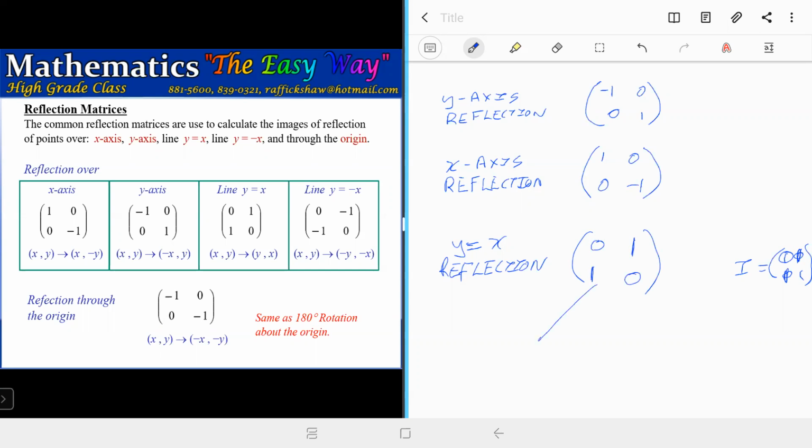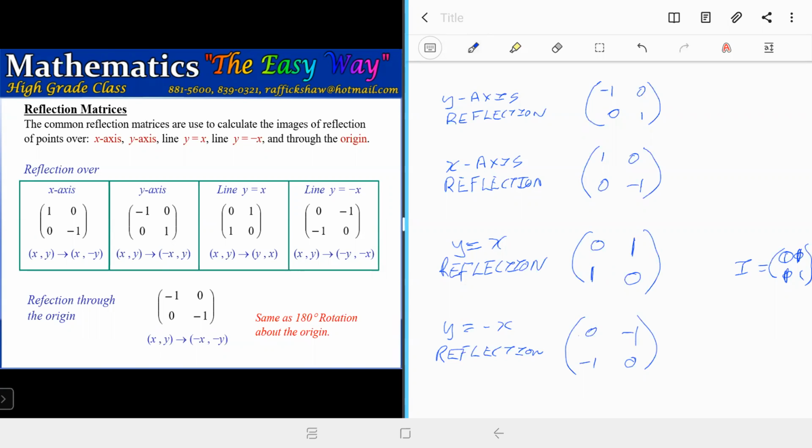If I can remember the y equals x reflection, it's easy to remember the y equals minus x, because in the y equals minus x reflection matrix, these two become negative. Those two become negative, so I get 0, -1, -1, 0. And that's it.